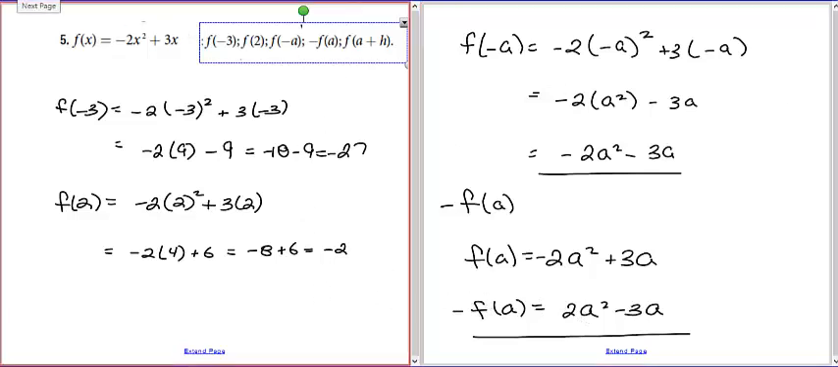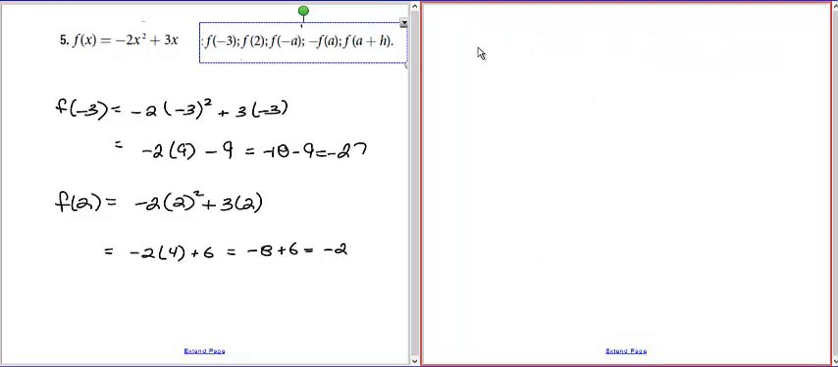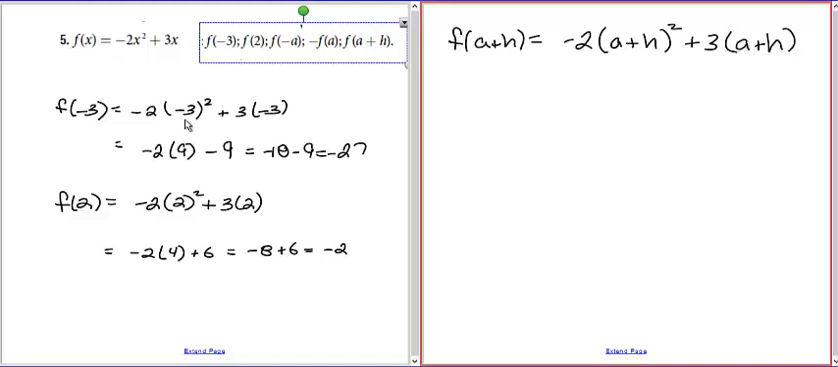Then we have this a plus h, which is associated with the difference quotient. And you will be required to know how to do that. So I may show you how to do that in this case. This is showing f of a plus h, but the difference quotient is a little bit further step. So f of a plus h, again, you plug in a plus h in for x. And you'll see they're all the same form. Negative 2 times the stuff in the parentheses squared.